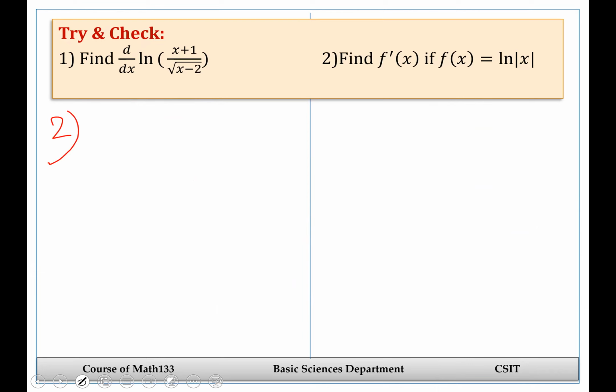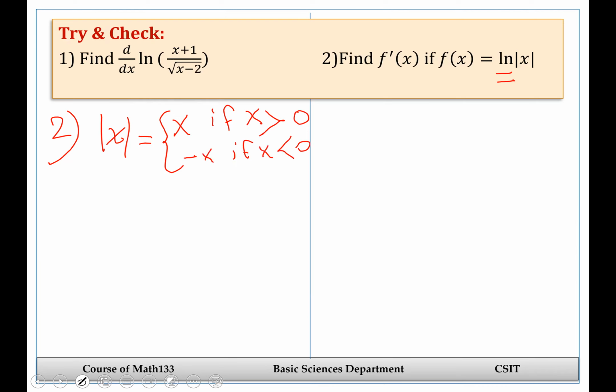Since here we have absolute value, we recall the definition of absolute value. It is equal to x if x is greater or equal to 0. But since here I have ln, I cannot put 0, so it's positive. And minus x if x is negative; I cannot put 0 in the second one also. That's the definition of ln absolute value of x.